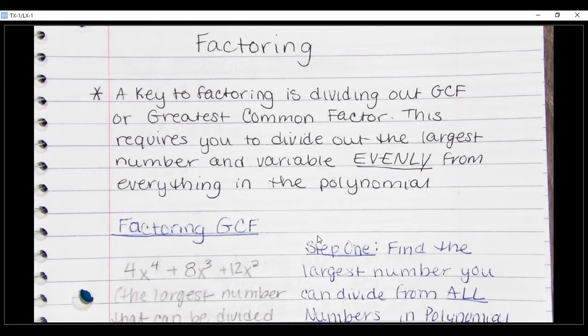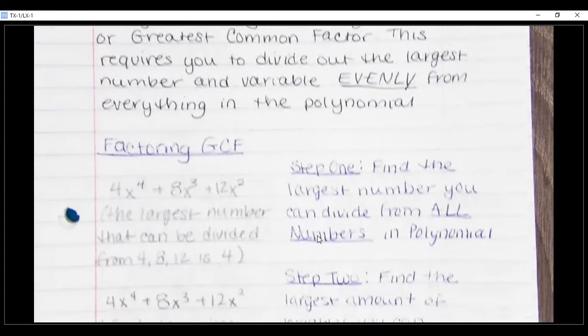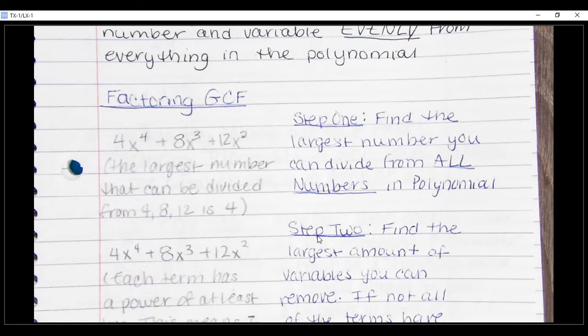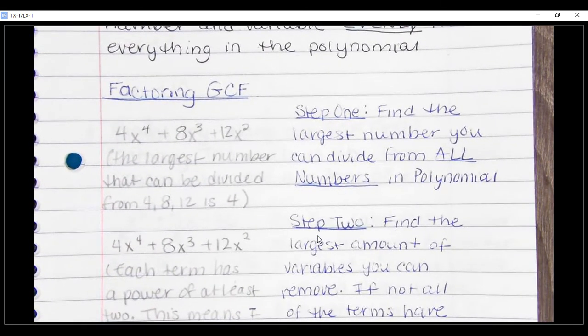So, factoring. A key to factoring is dividing out the greatest common factor, or GCF. This requires you to divide out the largest number and variable evenly from everything in the polynomial. So we've talked about adding, subtracting, and multiplying. This is kind of the form of dividing. What we're doing is we're taking something that's a polynomial, like more terms, and then trying to combine into less terms. So if you're just factoring the greatest common factor, what you want to do is find the largest number you can divide from all numbers in the polynomial.